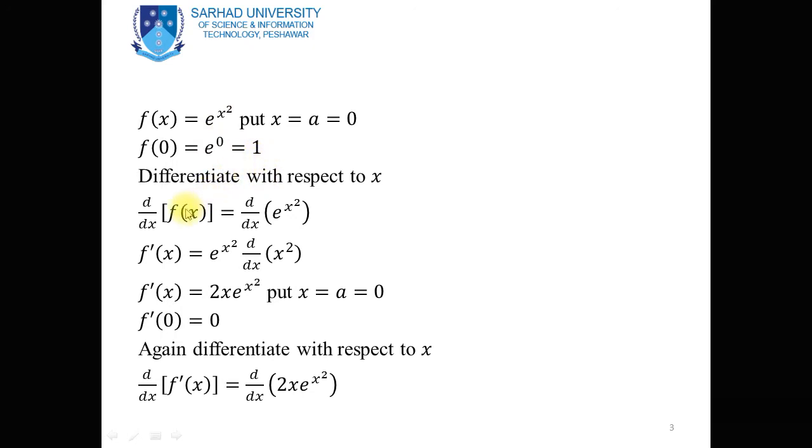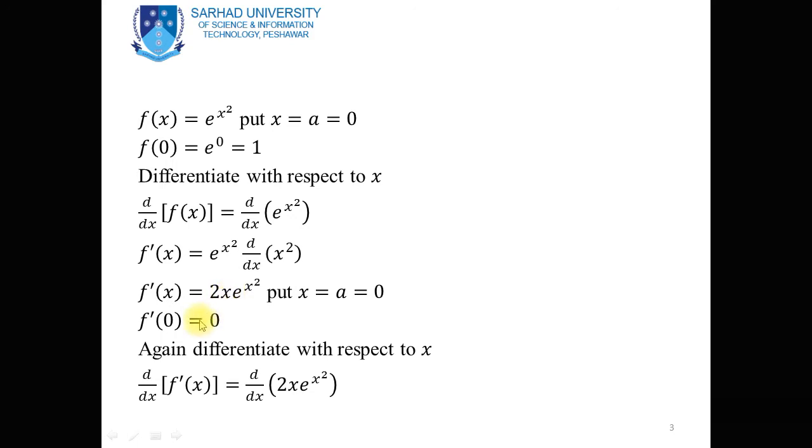Now the first order derivative of the given function with respect to x: the derivative of the exponential function will be as it is, and further the derivative of the argument. Since the argument is x square, the derivative of x square with respect to x by using the power rule is equal to 2x. So the first order derivative of the function is equal to 2x into e power x square. Now putting x is equal to 0 in this first order derivative, we obtain f prime at 0 is equal to 0, because x is equal to 0, so this term will be equal to 0.